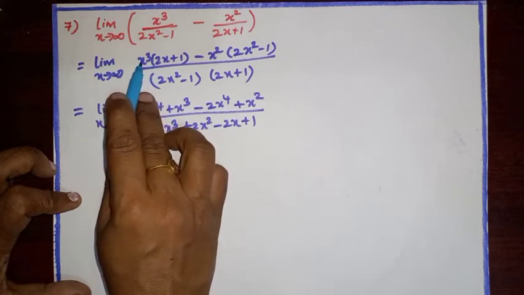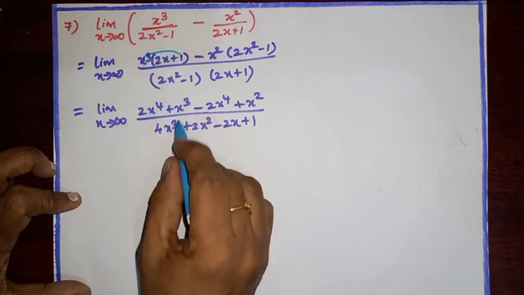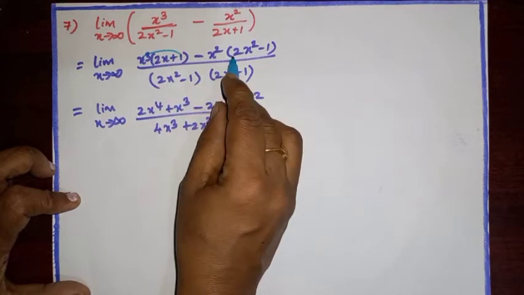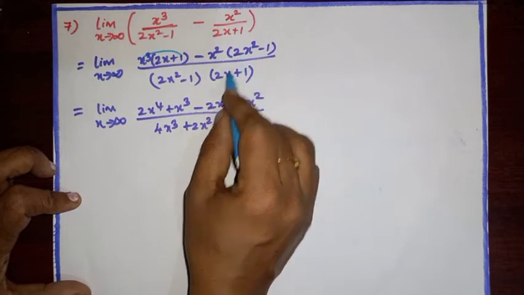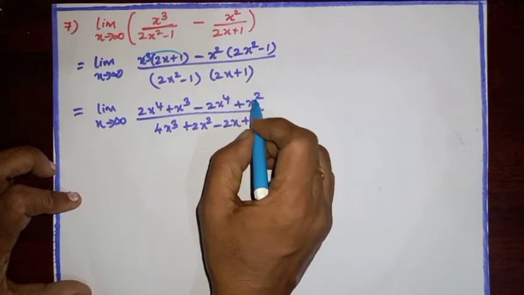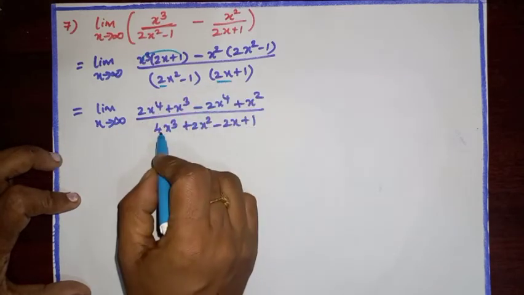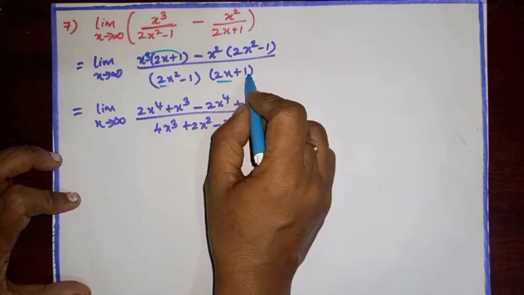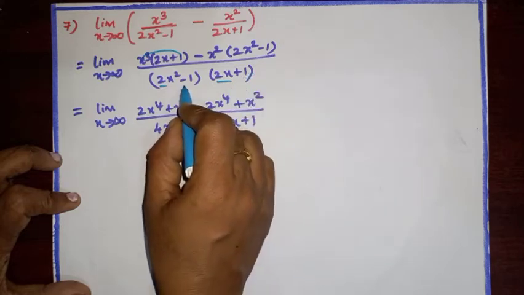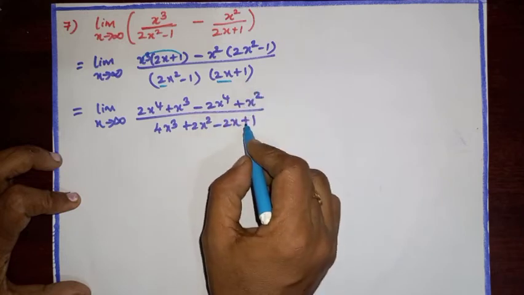x cube into 2x is 2x power 4, plus 1 into x cube is x cube. Minus x square into 2x square is 2x power 4, and minus and minus is plus x square into 1 is x square. By 2x square into 2x is 4x cube. 2x square into 1 is plus 2x square. Minus 1 into 2x is minus 2x. Minus 1 into plus 1 is minus 1.